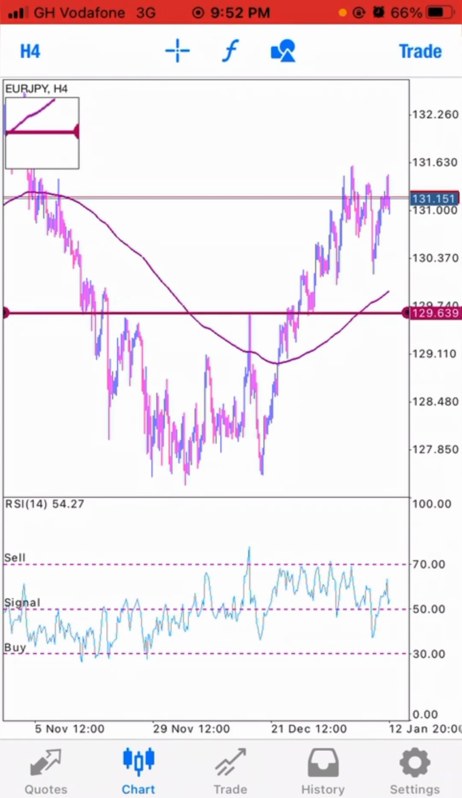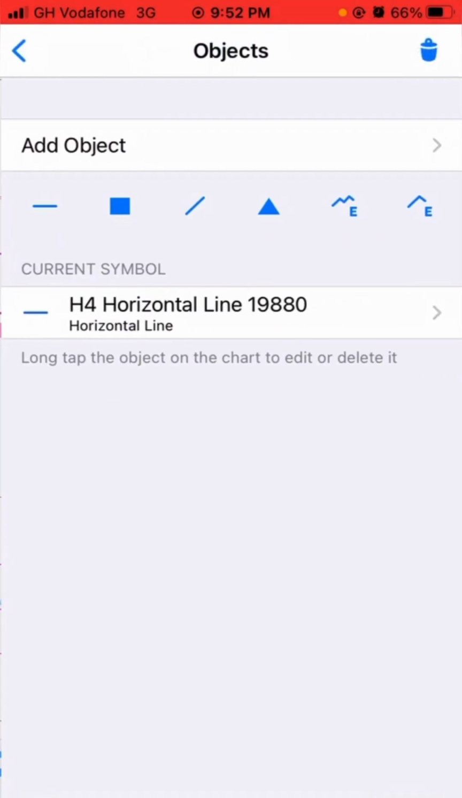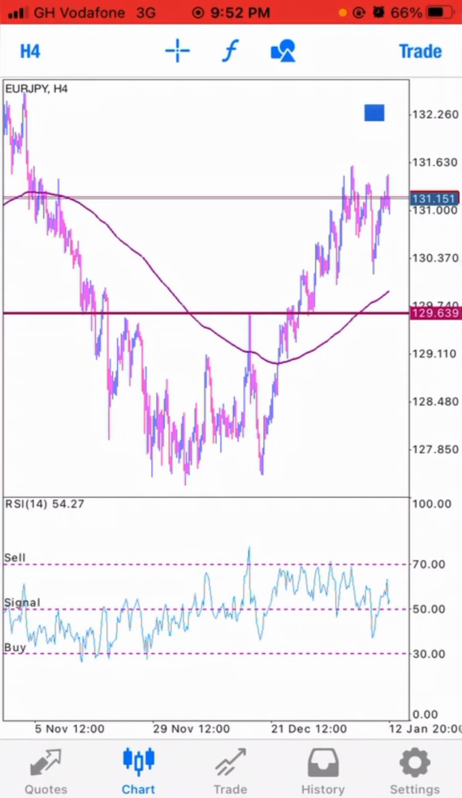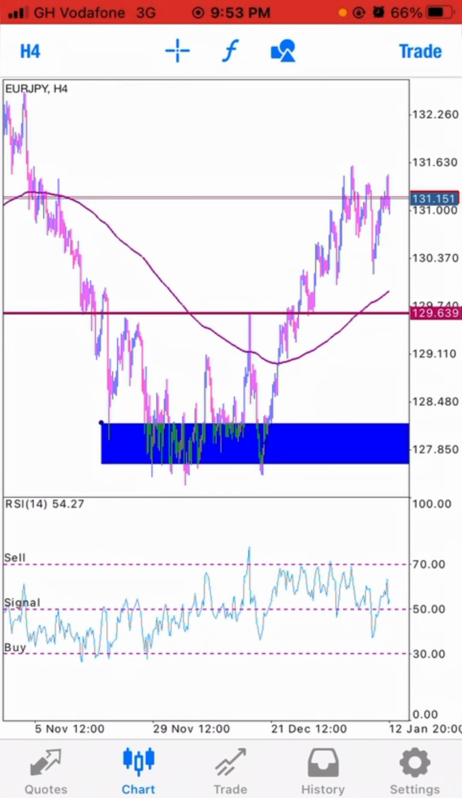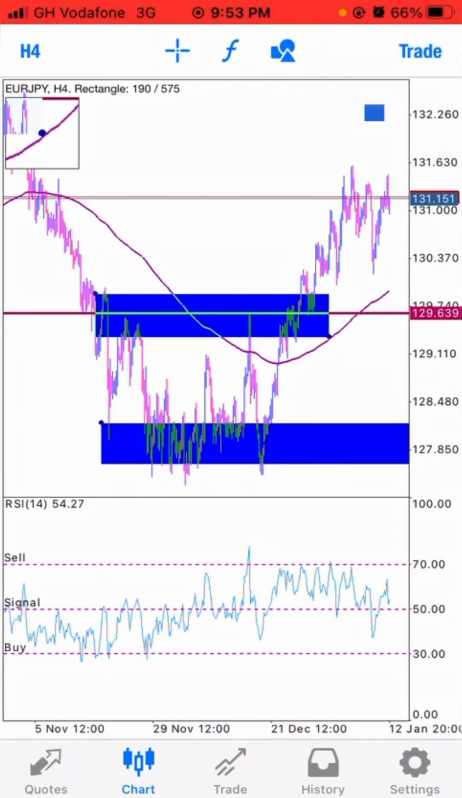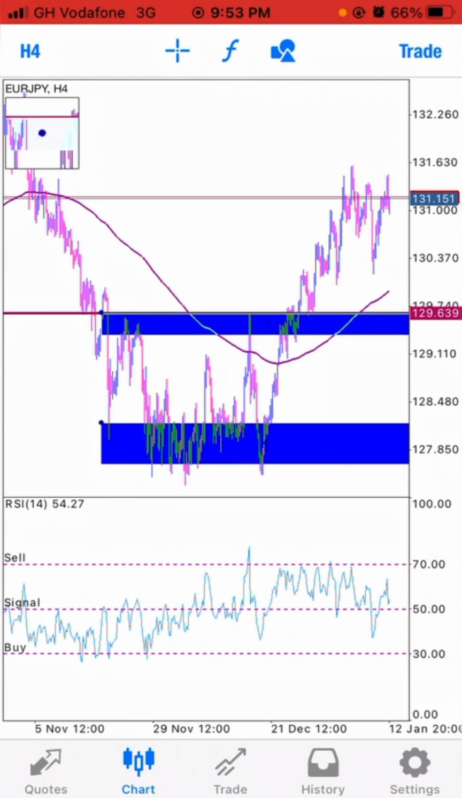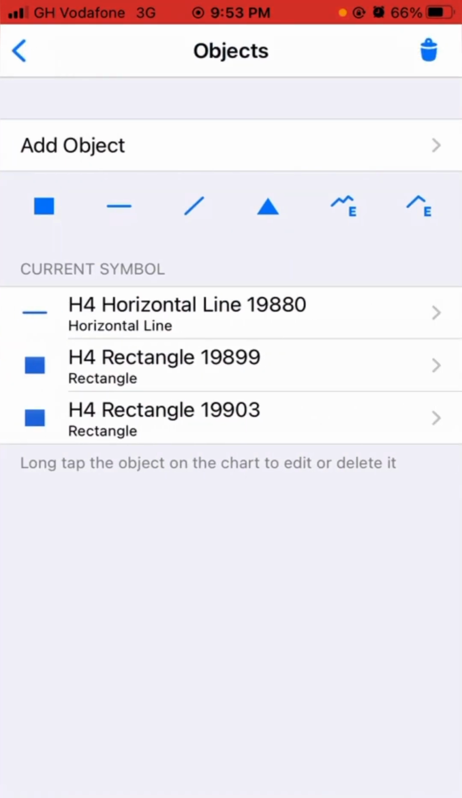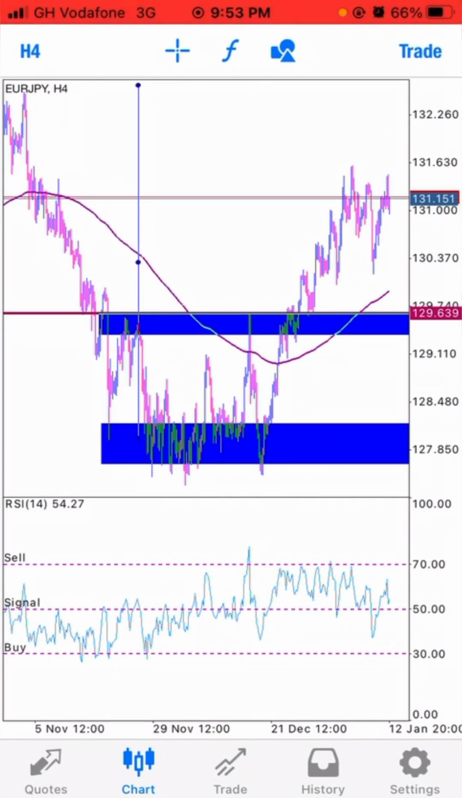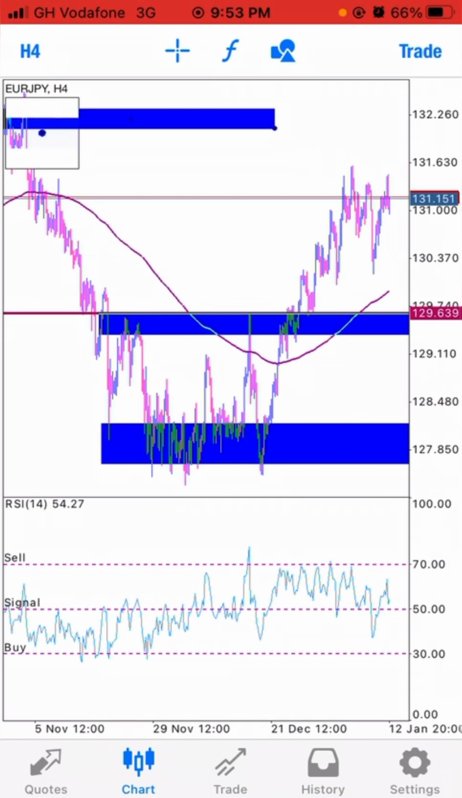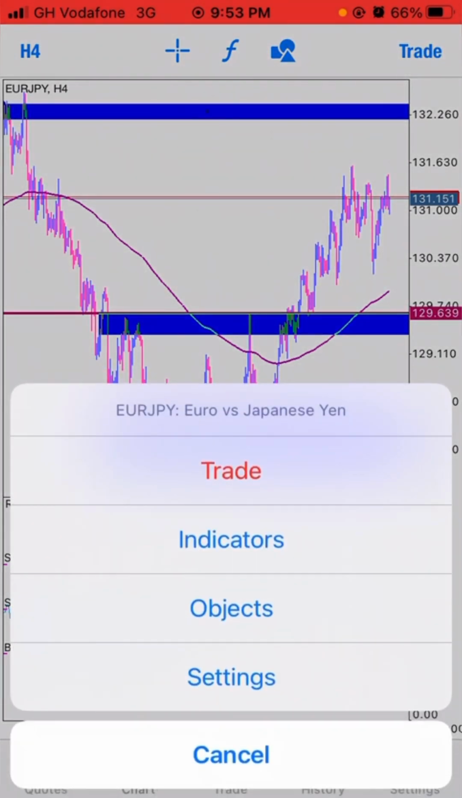Understand? So this is an example. So it means we are buying. No matter what, we are buying until we see a break. And then if you see a break too, we know this is another demand zone. This is another demand zone. You understand? This is a demand zone. Whenever price gets here, it will always react. This is a supply zone.